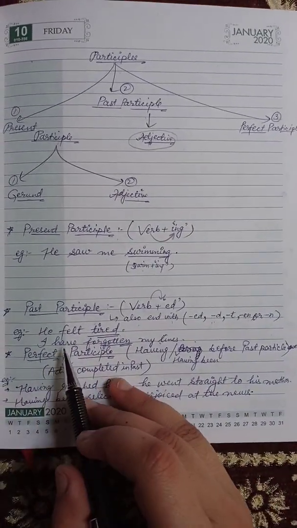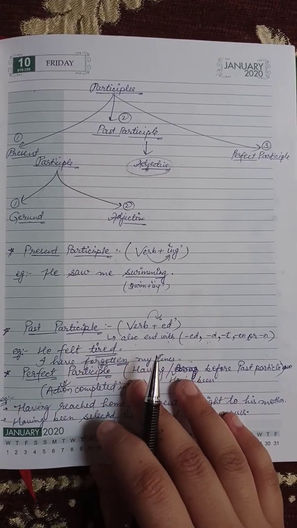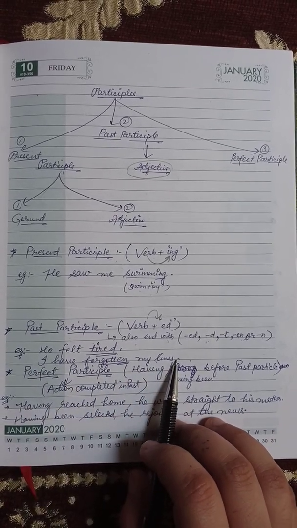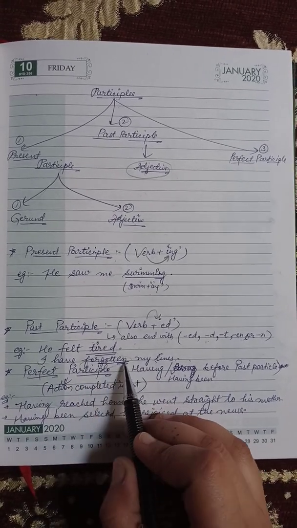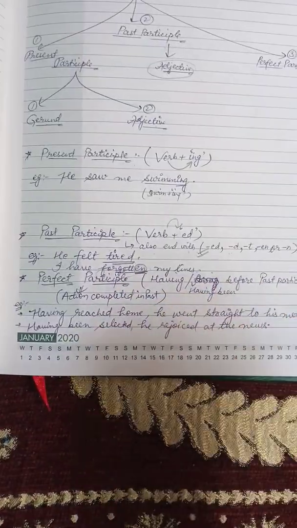Like if I am saying he felt tired, here tired is our past participle. Or if I am saying I have forgotten my lines, here forgotten, the verb is ended with en, as I have told you here. So it is categorized as past participle.